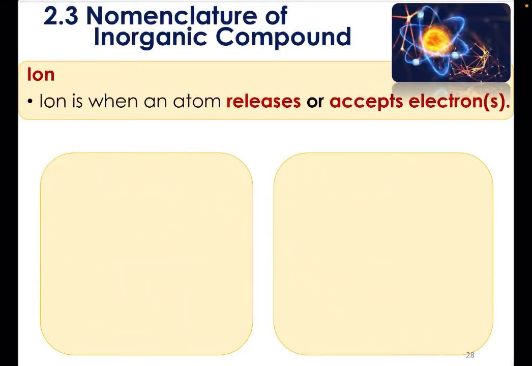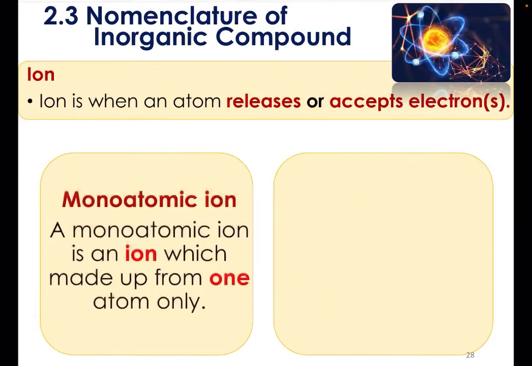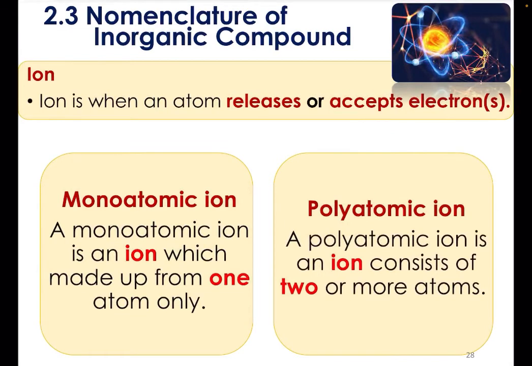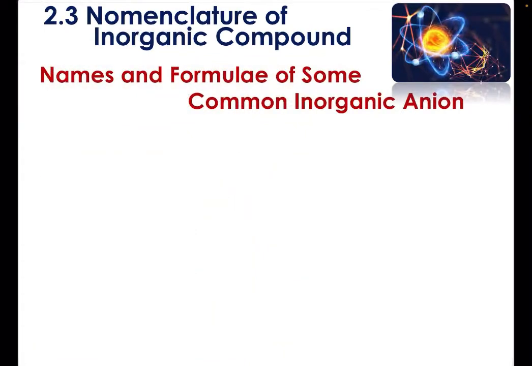Next, I want to introduce the definition of monoatomic ion and polyatomic ion. A monoatomic ion is an ion made up from one atom only, so it contains one nucleus. However, a polyatomic ion is an ion consisting of two or more atoms. So, in order for you to understand more, no matter what, you have to memorize the names for all common ions that you will meet throughout the course.